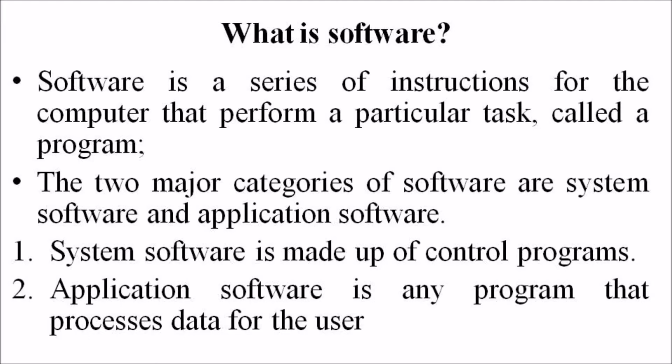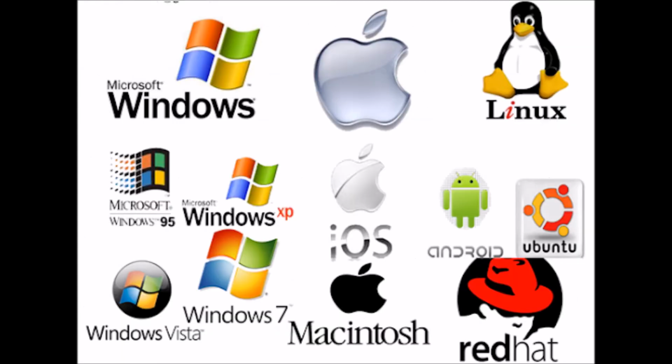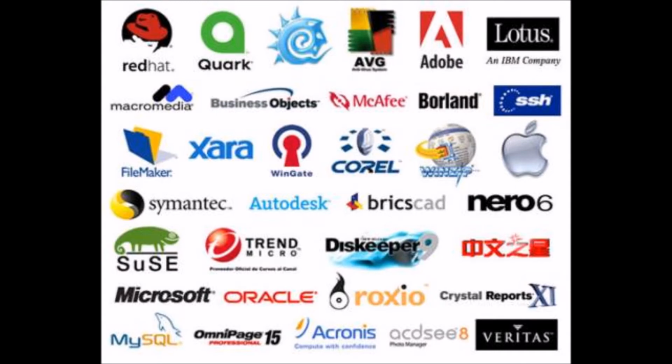A software is a series of instructions for a computer that performs a particular task, called a program. The two major categories of software are system software as well as application software. System software is made up of control programs, and application software is a program that processes the data for a user. The system software includes the operating system, compilers, assemblers, etc. And the application software includes spreadsheets, word processors, payrolls, video players or some other software which are used by a user.